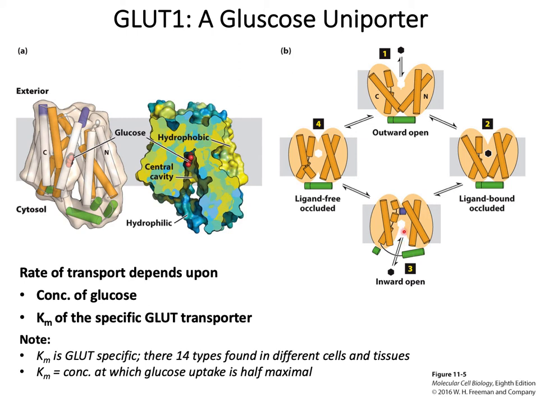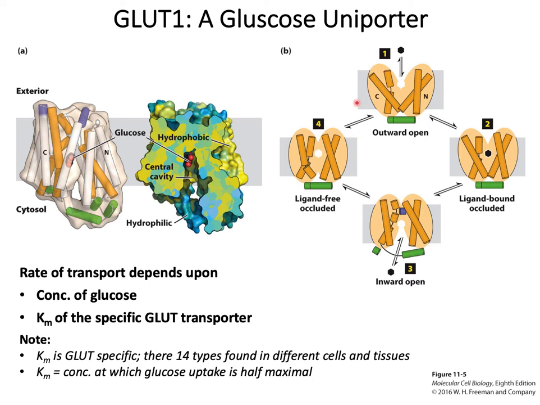The release of the glucose is dependent upon the Km and glucose concentration as well, like in step 1. Step 4 is the ligand-free occluded conformation. If the concentration of glucose is higher inside the cell than the outside, the cycle will actually work in reverse and will cause the net movement of glucose out of the cell.